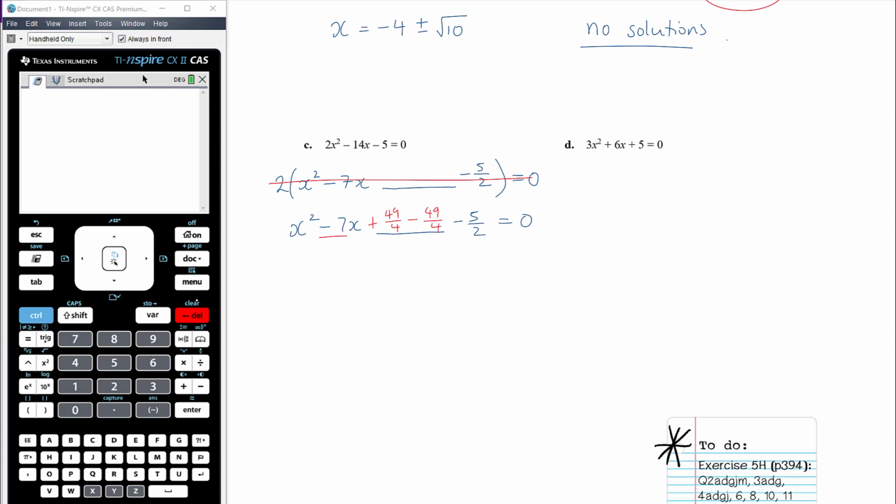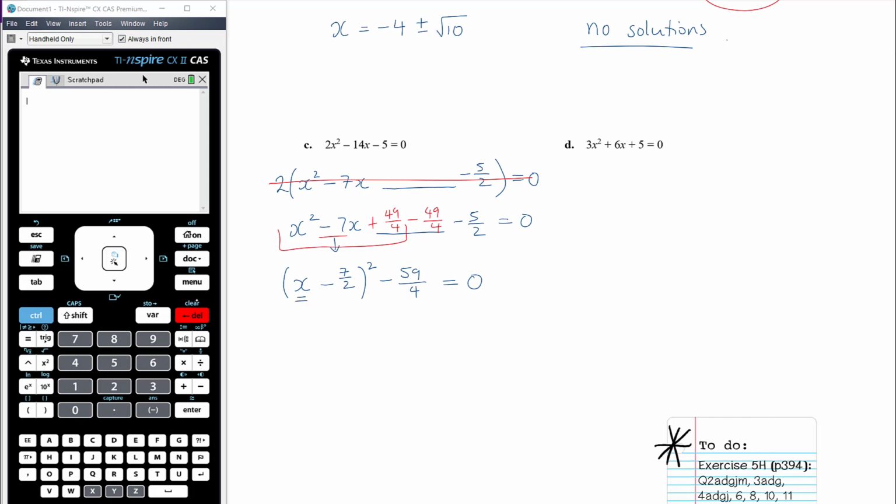So these first 3 terms here are our perfect square, and it is x minus, now remember it's half of 7, so 7 on 2 squared. And then outside of the bracket, we've got negative 49 on 4, take away 5 on 2. 5 on 2 is 10 on 4, so negative 49 on 4, take away 10 on 4, so we have negative 59 on 4 equals 0. Okay, so now we can solve.